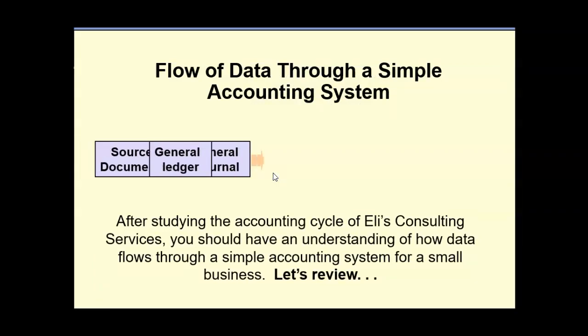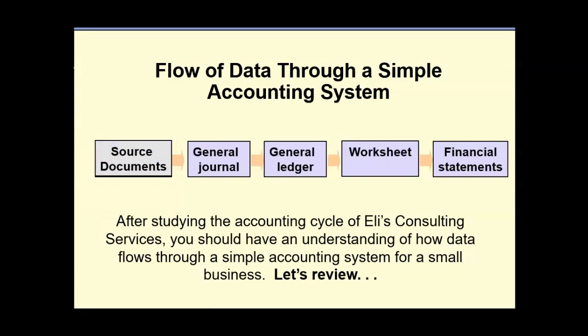This is the flow of data through a simple accounting system. We first begin with what we call source documents. What are these? These are evidence that a business transaction took place. So these could be invoices, receipts, canceled checks, purchase orders, some type of document that indicates an actual business transaction has taken place. Your job is to analyze these documents and record the information from those documents to the general journal. You will then post that information to your ledger accounts.